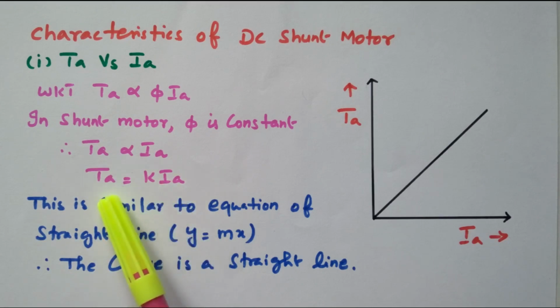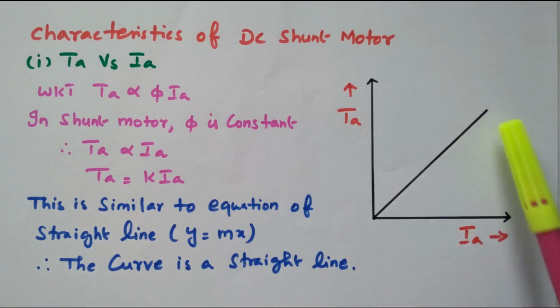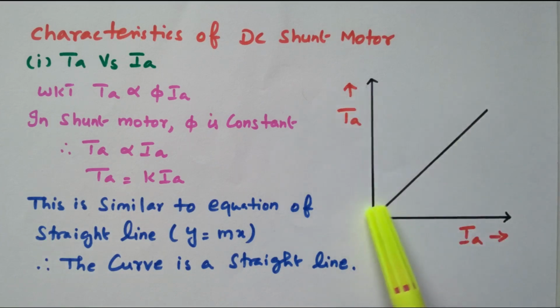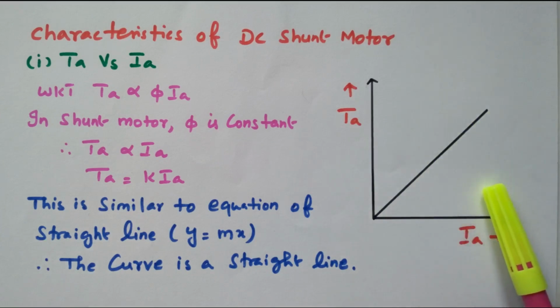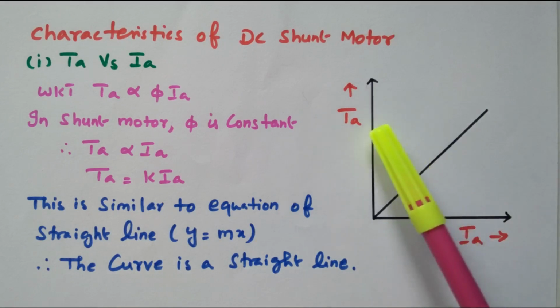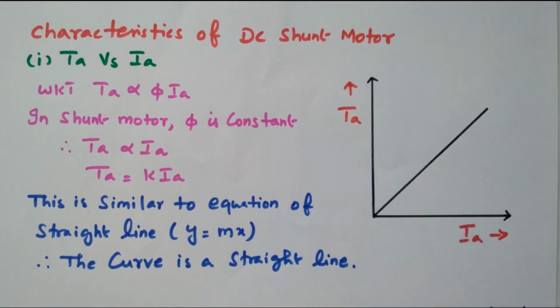So both are proportional to each other. When Ia increases, the torque also increases. That is given in the graph. When the armature current increases, the torque also increases in a linear manner, because this is similar to the equation of a straight line, y equal to m into x. Due to that, the curve is also a straight line. When armature current increases, torque also increases.